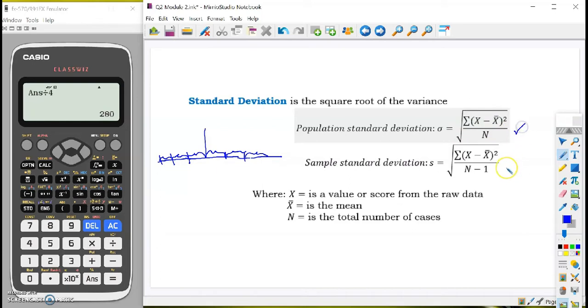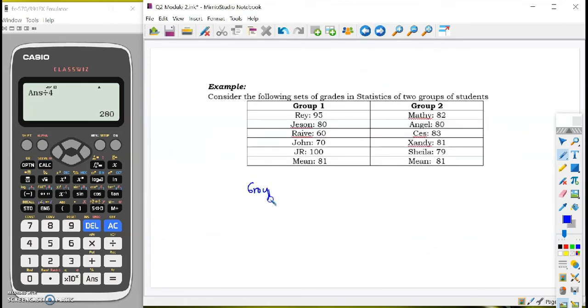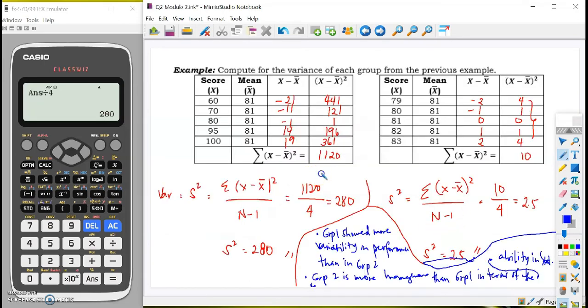This is for population and this is for sample. Since we started with sample, we're going to find the standard deviation of the sample. Let's take the two groups data, group 1 and group 2. We're not going to go through the same process because we already have it. But what we do know is that the standard deviation is equal to the square root of the variance, same as with the other group. So we're going to write this in our data.